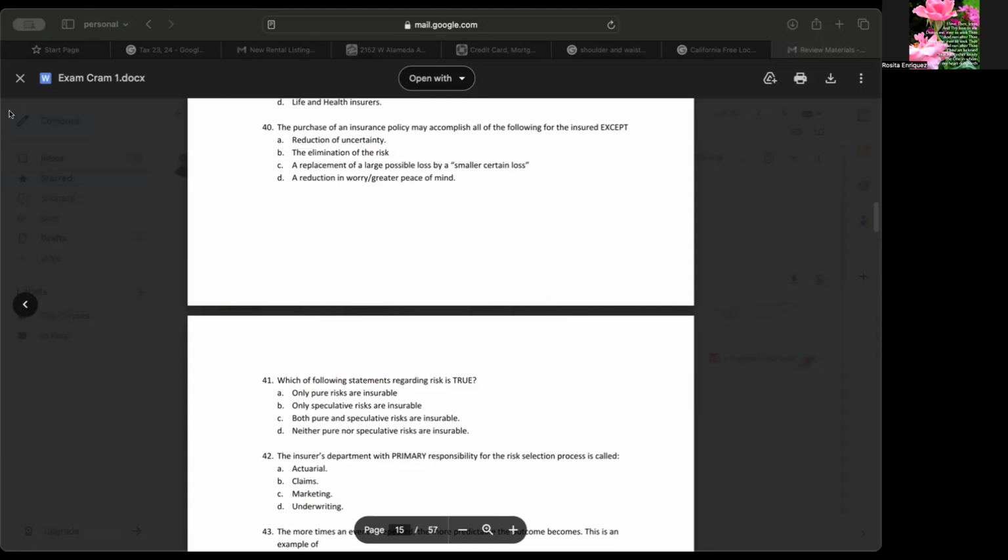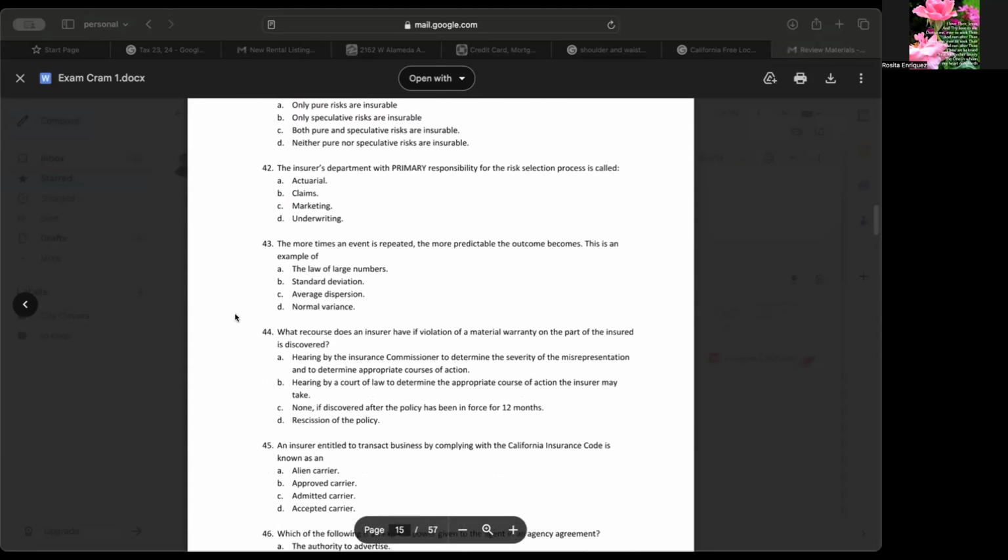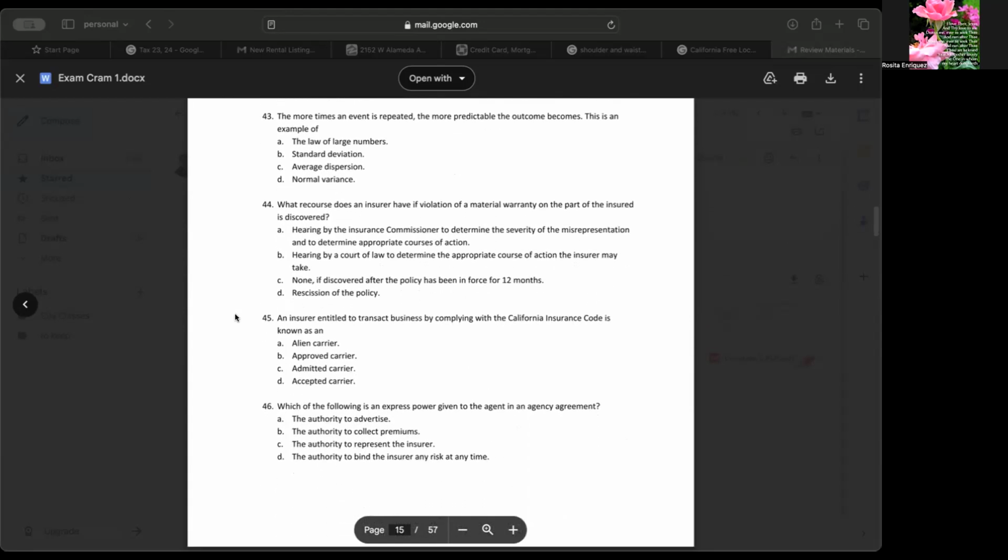Wonderful. And I think we just have these 4 more to go. The more times an event is repeated, the more predictable the outcome becomes. This is an example of the law of large numbers. Letter A, the law of large numbers.